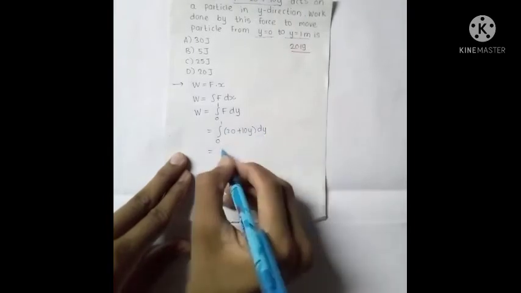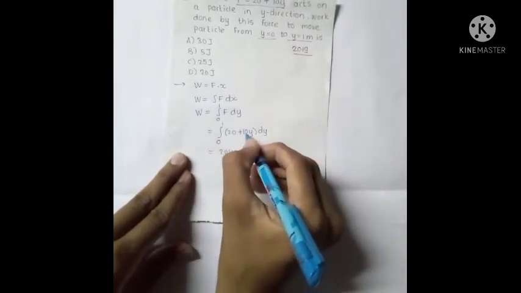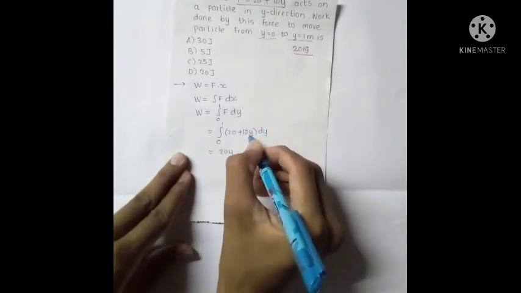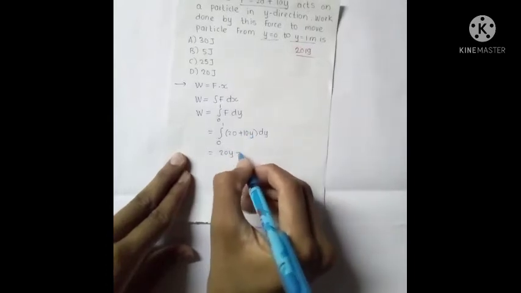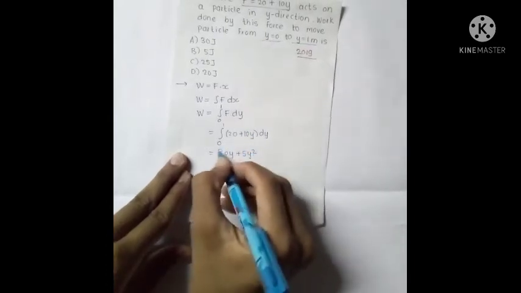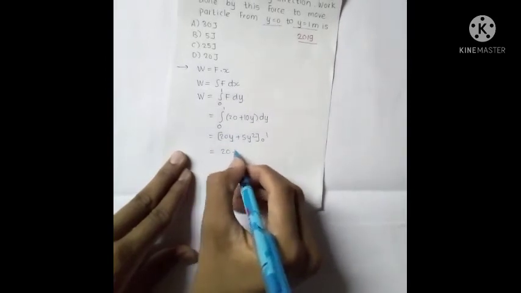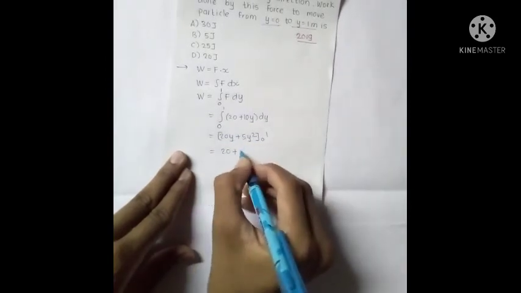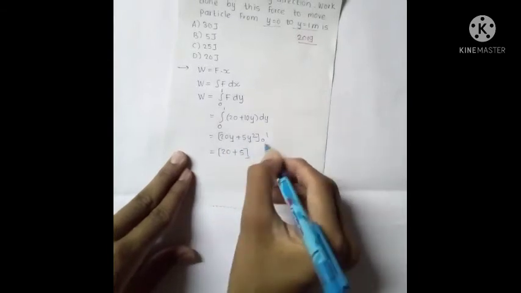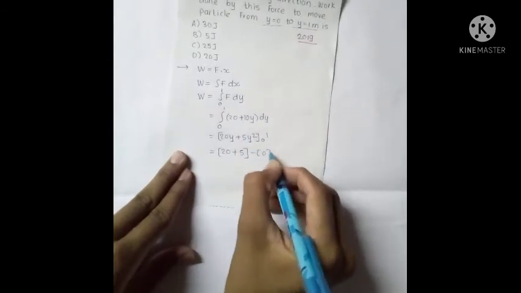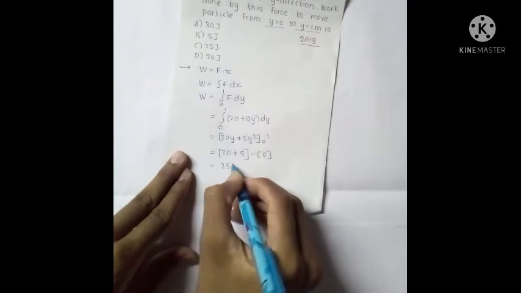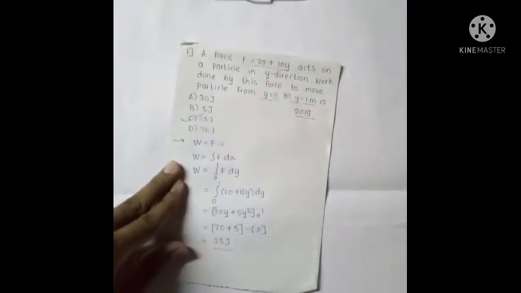Integration of 20 with respect to y is 20y. Integration of 10y with respect to y is 10y square by 2, so 5y square, from 0 to 1. After substituting y equal to 1, 20 into 1 is 20, 5 into 1 square is 5, and after putting 0 it becomes 0. So 20 plus 5, 25 joule. So our answer is C.